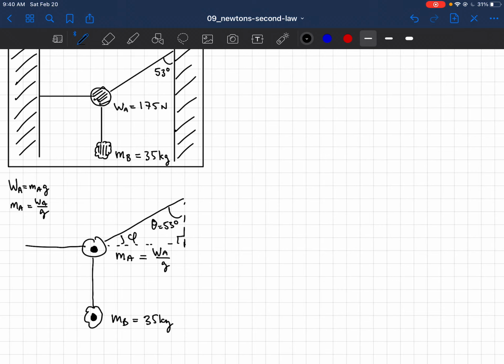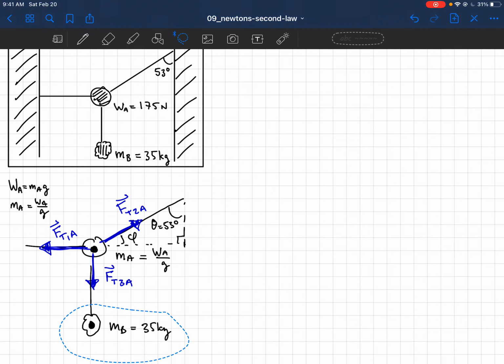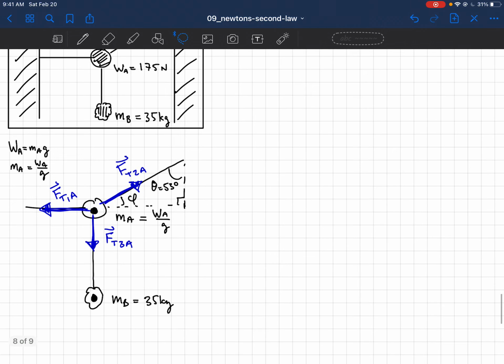Well, I have a wire attached to mass A, which is exactly horizontal, so I could call that the force of tension 1A. How about that? The reason I call it force of tension 1A is because it looks like there are two more wires attached. So there's a force along this wire, which I could call force of tension 2A. And then there's a third wire that's attached, which is this, which I would call force of tension 3A. Let's actually move this guy down just a little bit further.